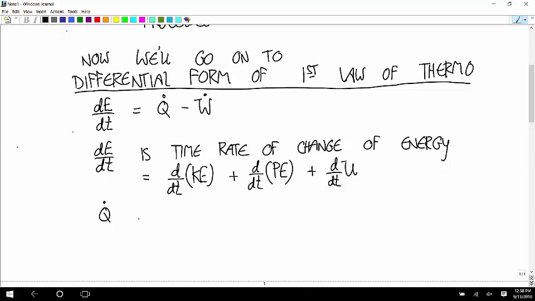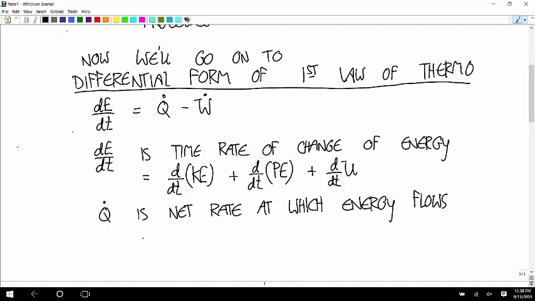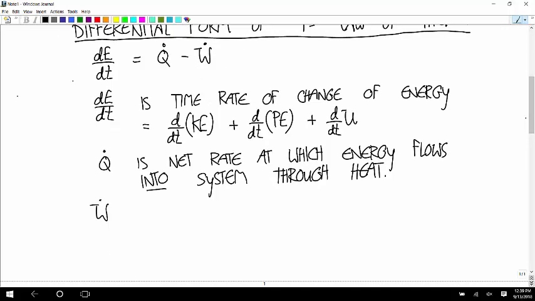Q dot is the net rate at which energy flows into the system through heat. And the reason it's the net rate of energy flow into the system is because that reflects the sign convention of Q. And then W dot is the net rate at which energy, so what's this, flows into the system or leaves the system? Yeah, at which energy leaves the system through work.